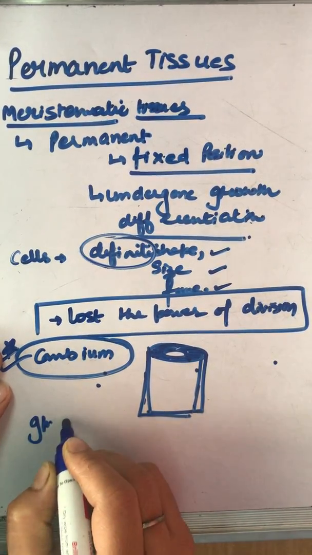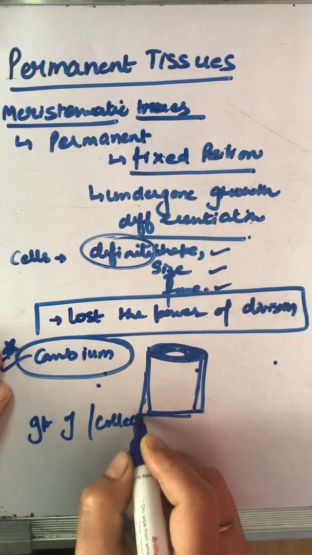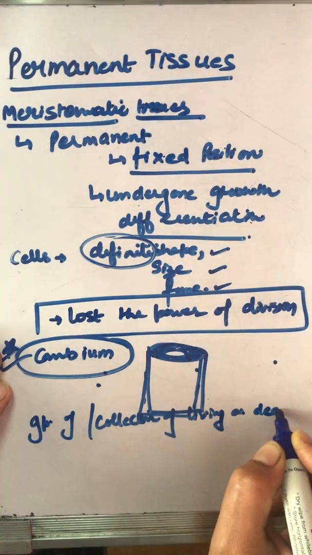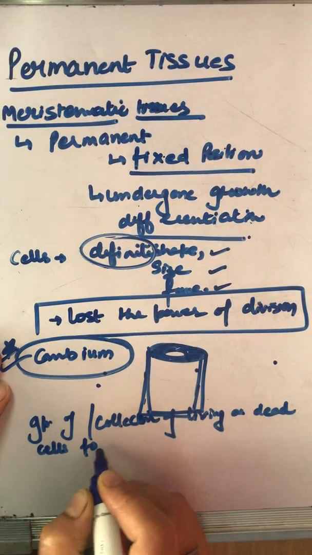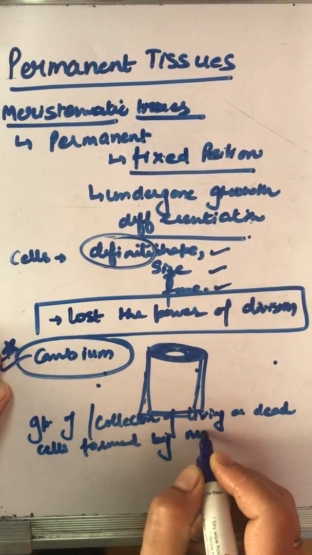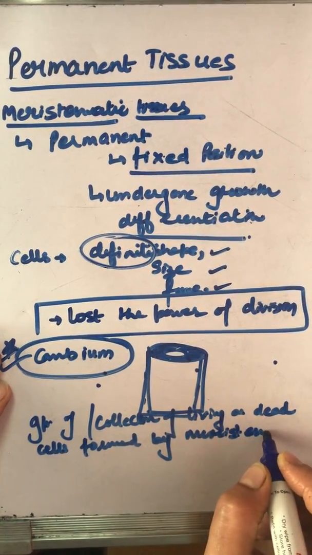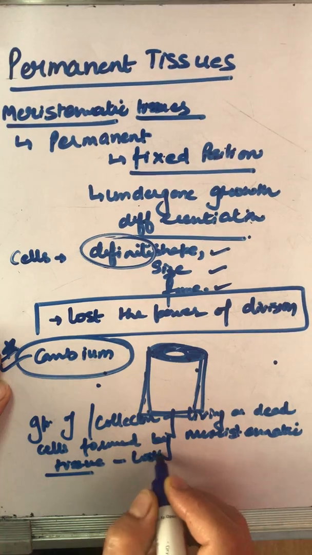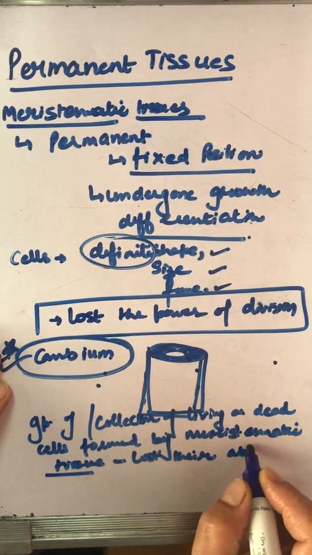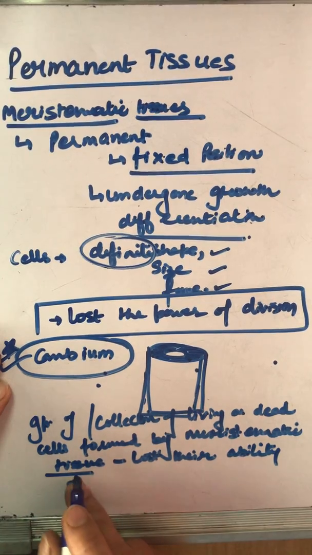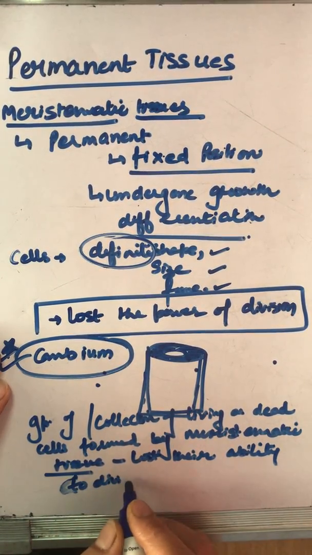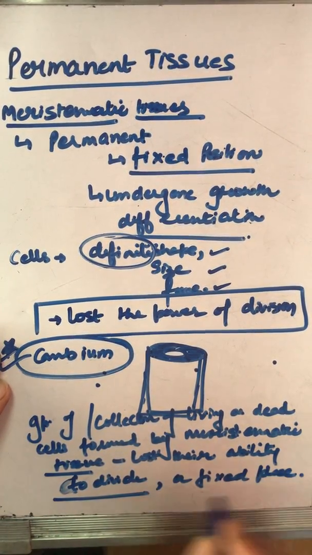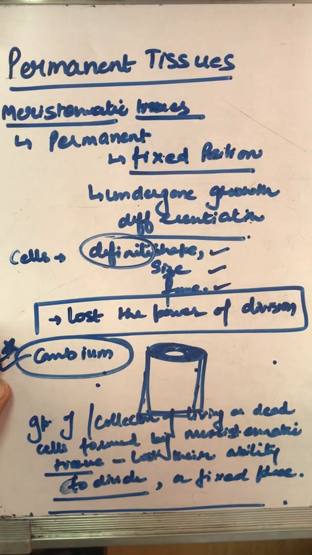A group or collection of tissues, living or dead, cells formed by meristematic tissue, and what have they done? They have lost their ability to divide. And what have they acquired? A fixed place. So these tissues are known as permanent tissues.